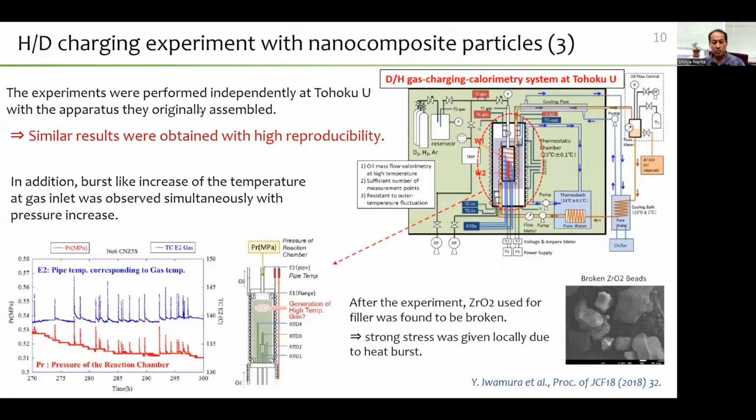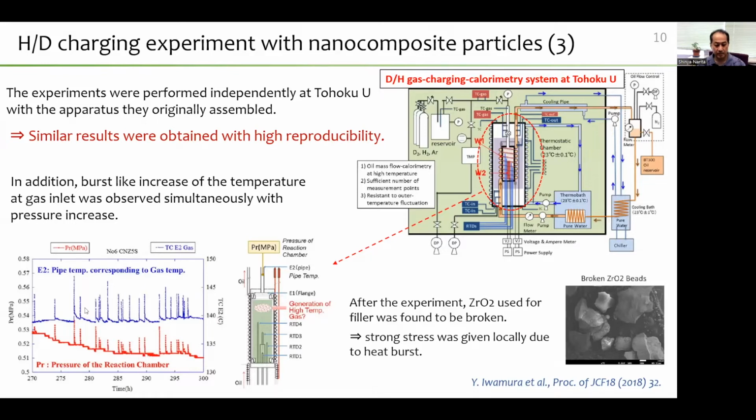And the same experiments were performed independently at Tohoku University with the apparatus they originally assembled. This is the apparatus they assembled, very similar to the Kobe ones. And they obtained a similar result with high reproducibility. In addition, the burst-like increase of the temperature at the gas inlet was observed simultaneously with the pressure increase there.